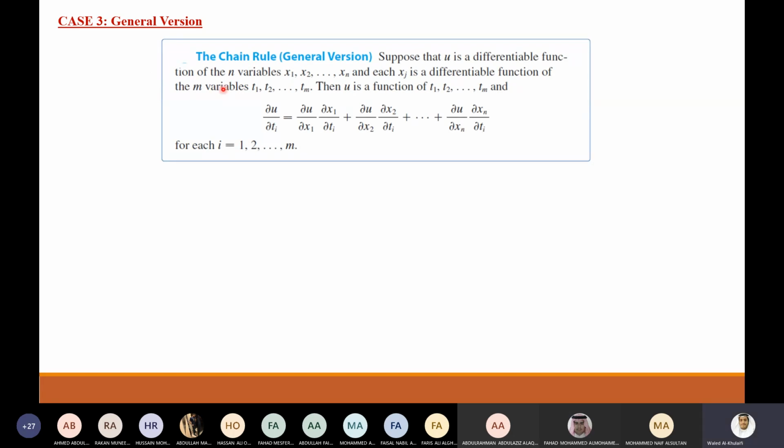Okay. Now let's talk about the general version. I put case 3, but it is the general version, and it covers all what we said before. Now the general version is this. The chain rule: suppose that u is a differentiable function of the n variables x1 up to xn, and each xj is a differentiable function of m variables. يعني مو بالضرورة عدد الفاريبلز في الأخير تساوي عدد الفاريبلز اللي في الوسط, it is arbitrary variables.